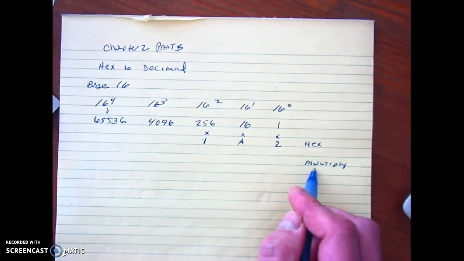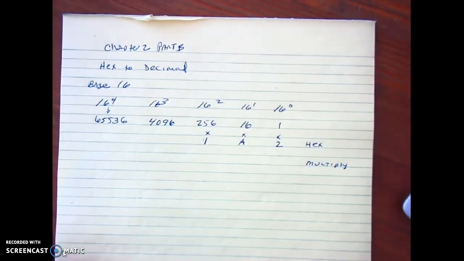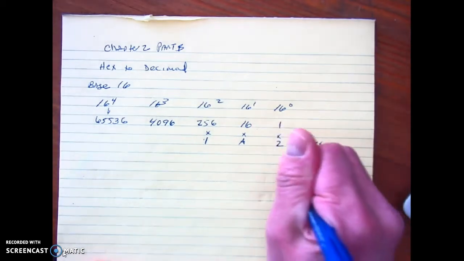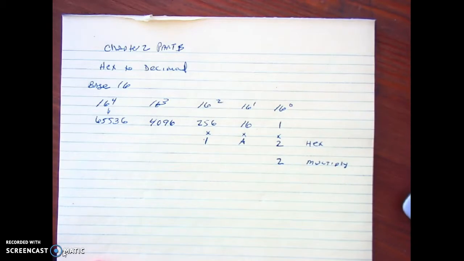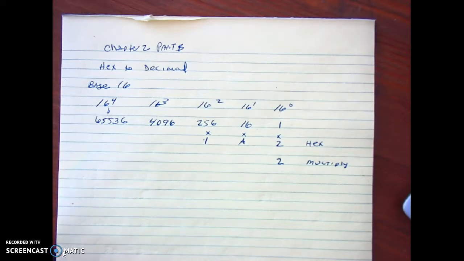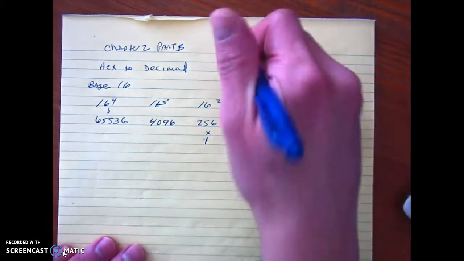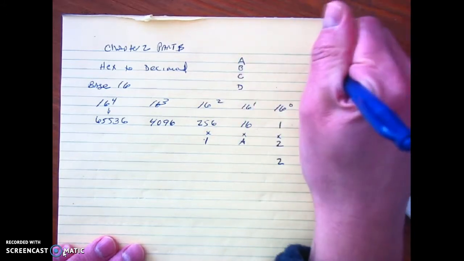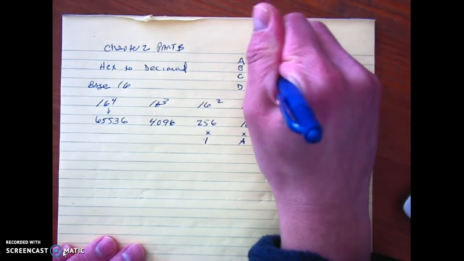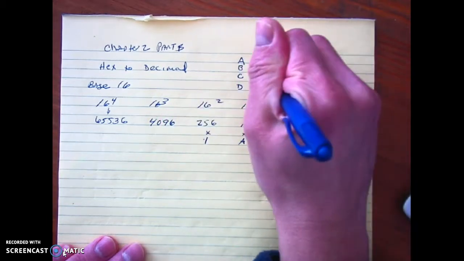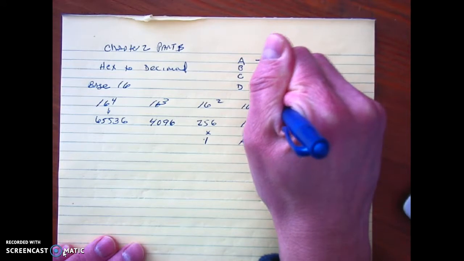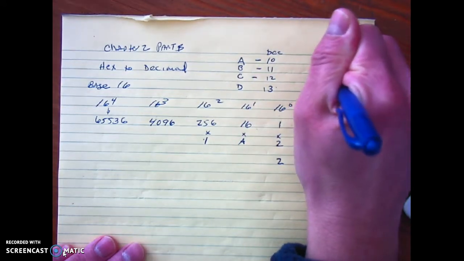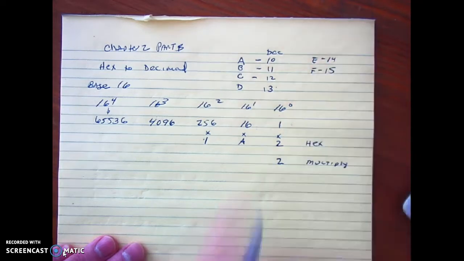And then we're going to multiply. This is similar to what we did before, but a little bit different. So 2 times 1, that's 2. Well, 16 times A. What is A? If we look at the table of A, B, C, D, E, F, A would be, in decimal, 10. So we're looking for the decimal value of A. So 10, 11, 12, 13, B, C, D, E is 14, and F is 15.